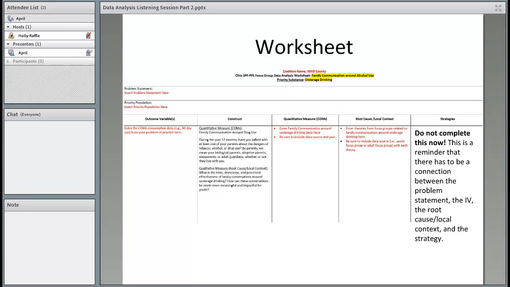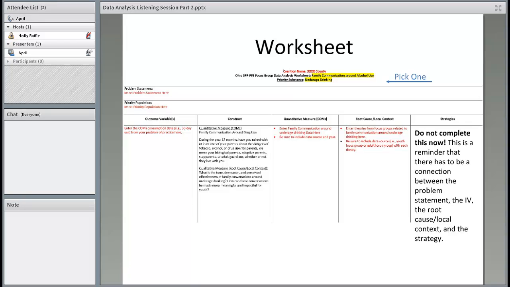So what we'd like you to do once you have your theories and themes from each guiding question is to fill out this worksheet, putting in your coalition name and county at the top in red there. You can see all the red text is for you to fill in, and all the black text is what we've already filled in for you.